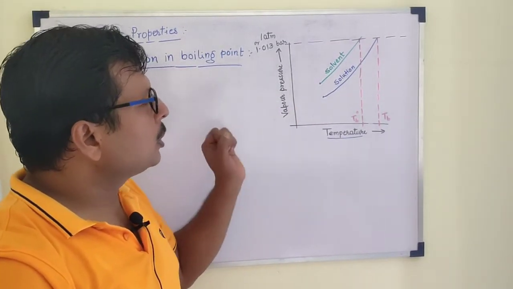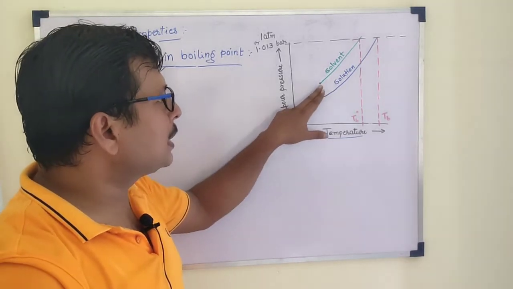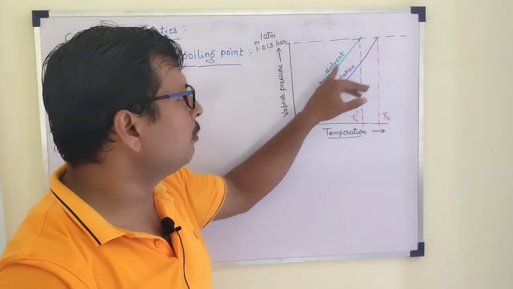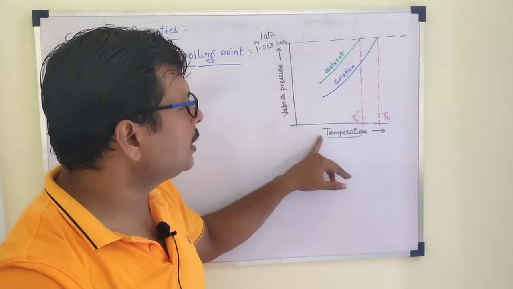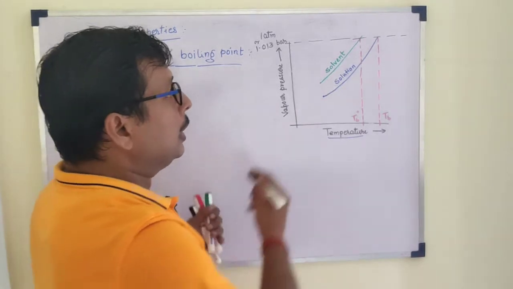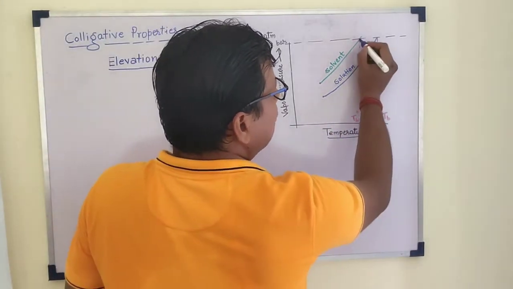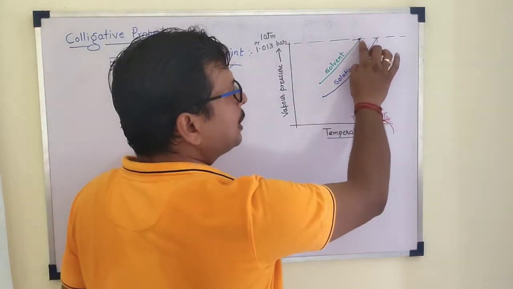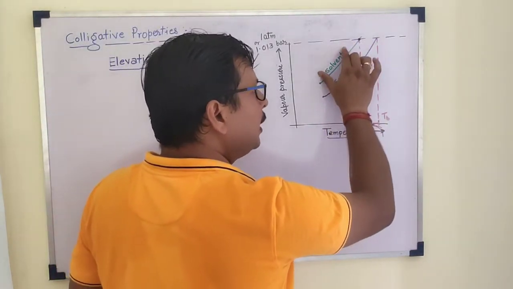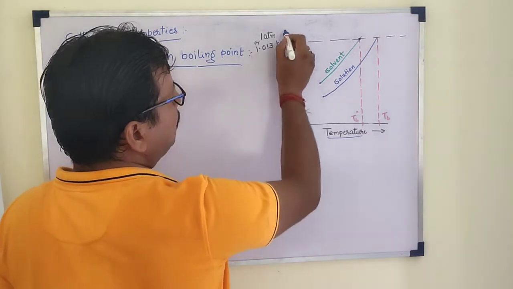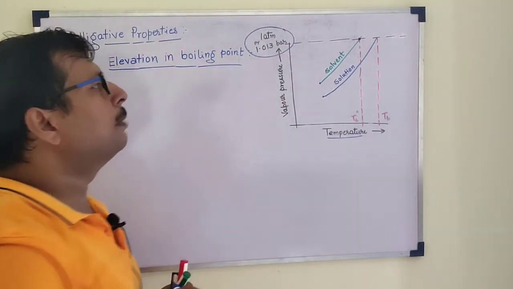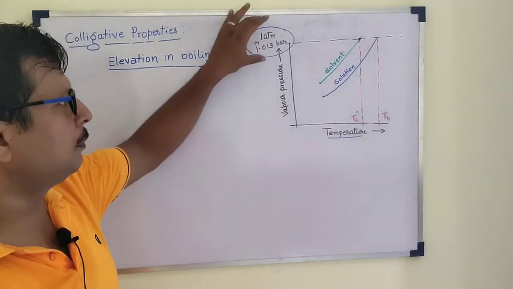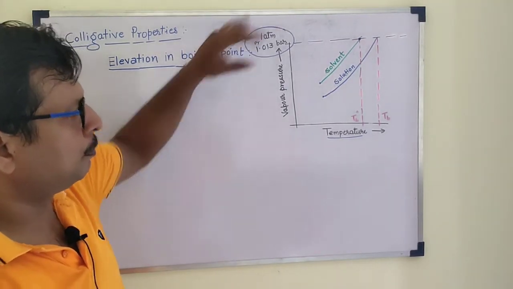If we talk about the solvent, the vapor pressure of the solvent gradually increases as the temperature increases, till this point. At this point, the vapor pressure of the solvent is equal to the atmospheric pressure, that is 1 bar or 1.013 bar or 1 atmosphere, you can say. This is the atmospheric pressure.